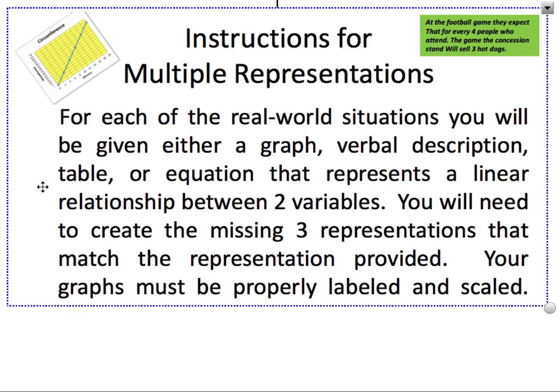For each of the real-world situations, you will be given either the graph, the verbal description, the table, or the equation that represents a linear relationship between two variables. You will need to create the missing three representations that match the representation provided. Your graphs must be properly labeled and scaled.